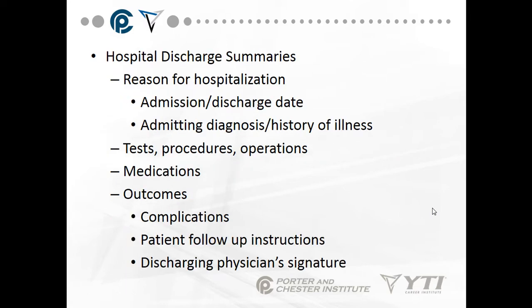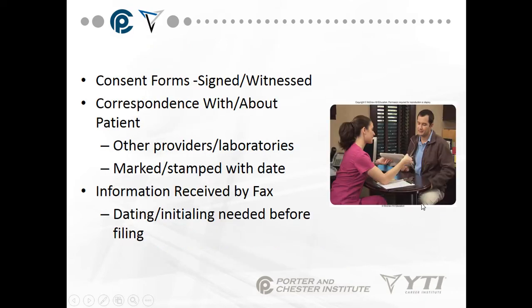Hospital discharge summaries. The reason for the hospitalization. You had to have your appendix out. The admission and discharge date, the admitting diagnosis, the history of the illness, test procedures and operations that may have been performed, medications that may have been given, outcomes. Were there any complications? What was the final discharge diagnosis? Patient follow-up instructions, and the discharging physician's signature.